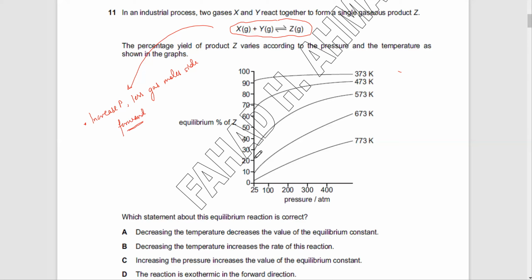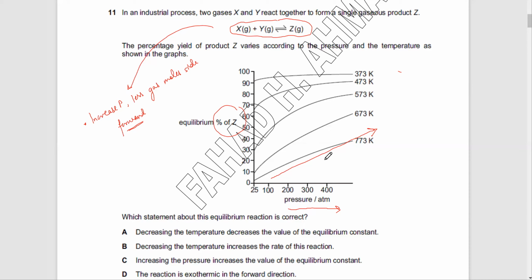And you can see this over here as well. This is the direction in which the pressure is increasing. Learn to interpret graphs as well. The amount of Z, or the percentage of Z, is going up, right? In all of the graphs, it's rising. So as you increase pressure, more forward reaction, more Z is produced, and the side with fewer gas moles is favored.